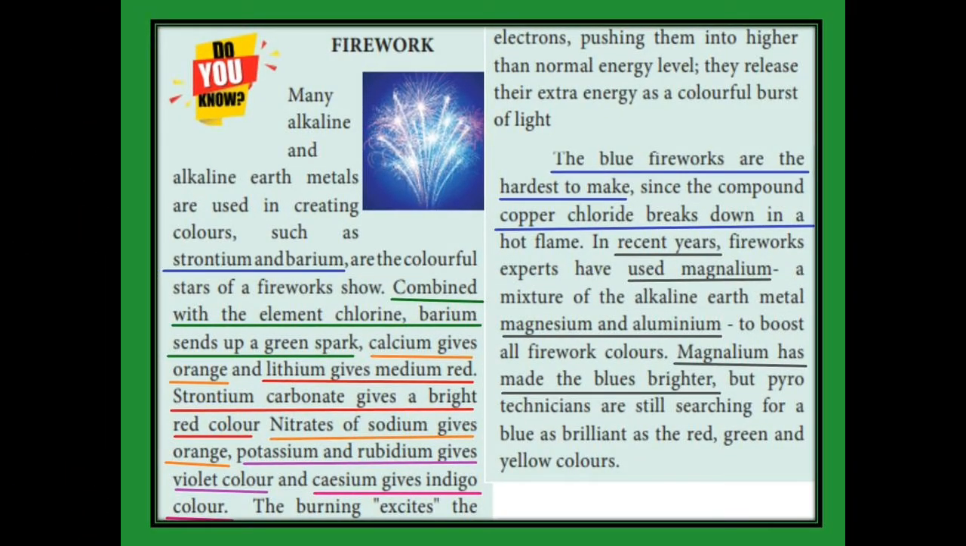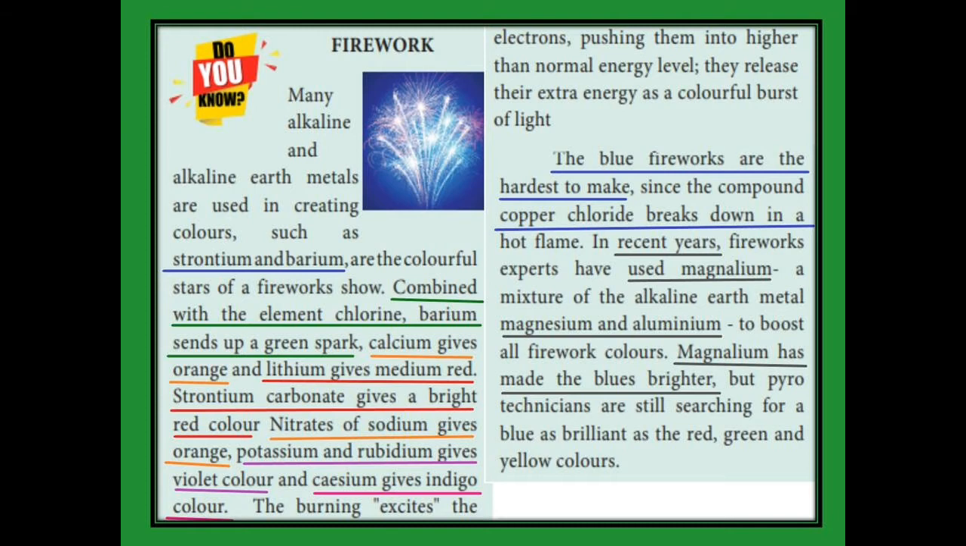When barium is combined with chlorine, it gives a green spark, and calcium gives orange color, lithium gives medium red color, strontium carbonate gives bright red color, sodium nitrate gives orange color, potassium and rubidium give violet color, and cesium gives indigo color. So the alkali and alkaline earth metals give colors. That color is used in fireworks.